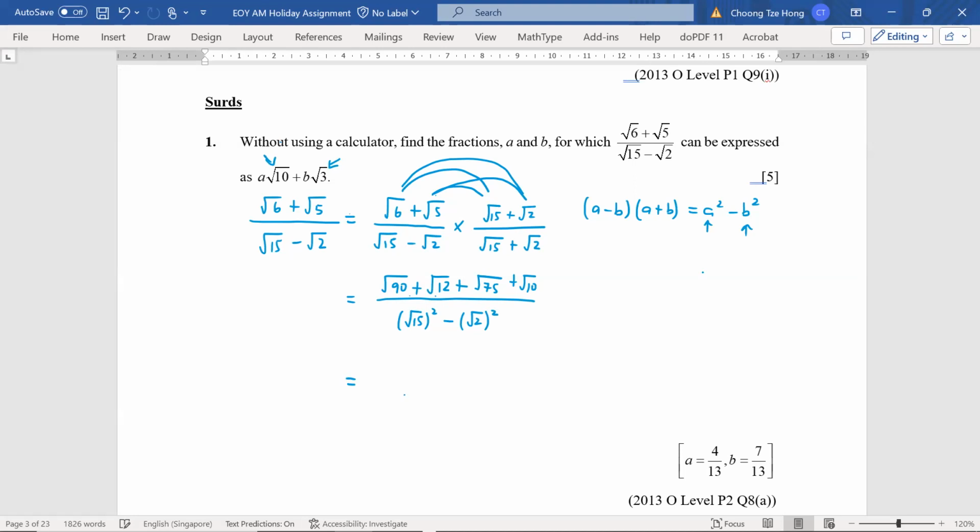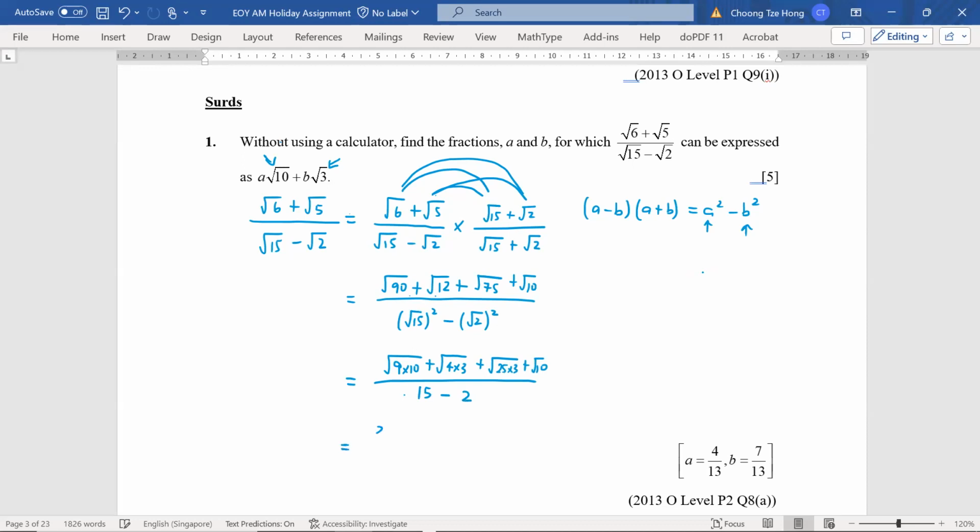Now that the numbers are very big, there's a likelihood that we can simplify. For example, like 90, we can split it into 9 times 10. So that's where the square root 10 is going to come out from. Then for 12, we'll split into 4 times 3. That's where the square root 3 will come out from. Then for 75, we'll go for 25 times 3. Then square root 10, we can't simplify, so just leave it as square root 10. The bottom will just be left with 15 minus 2.